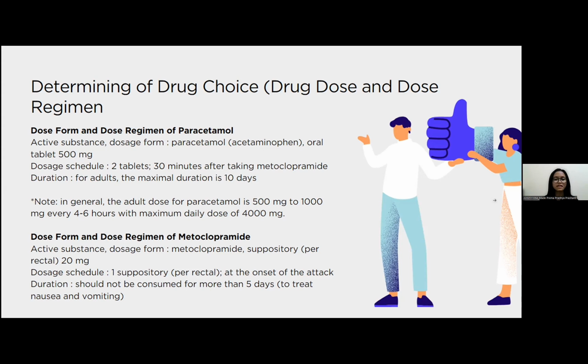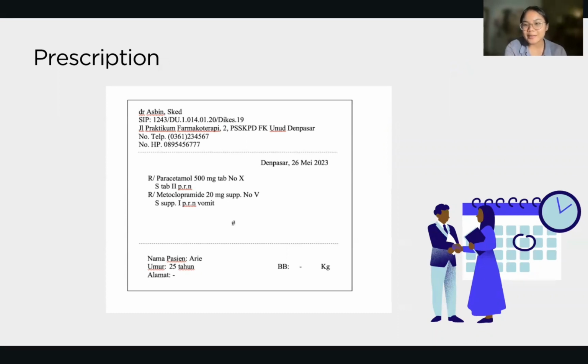Okay, that's all from me, and the next slide will be presented by my friend. Thank you. Hello everyone, my name is Nengah Uttami and my last three numbers are 048, and today I will tell you about the prescription to Mrs. Ari. At the top of the prescription, there's the identity of the doctor that includes the name of the doctor, SIP, the address, and also the telephone number. There's also the date of making the prescription, which is Friday, 26 May 2023.